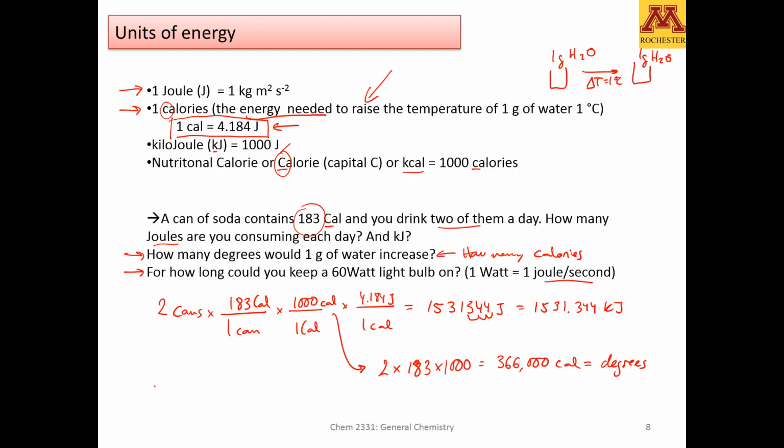Well, if I can just use this amount, 1,531,344 joules, and the light bulb requires 60 joules in 1 second, this will give you the time that you can have the light bulb on, which I believe is around 25,000 seconds. I think if I did the calculation right, it's 25,522 seconds. Okay, so again, not bad for 2 cans of soda. That's a long time to keep the light bulb on.